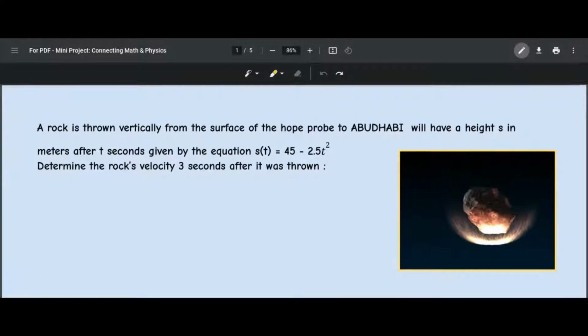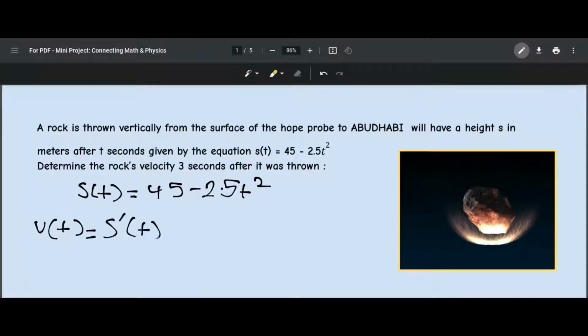So the first thing you need to do is to rewrite the equation. So s of t equals 45 minus 2.5 t squared. And you need to know that the velocity equals the derivative of s of t. So velocity v of t equals the derivative of s of t. So when you find the derivative of 45, it's 0, so we don't need to write it. And then to find the derivative of negative 2.5 t squared, we will multiply negative 2.5 with 2.